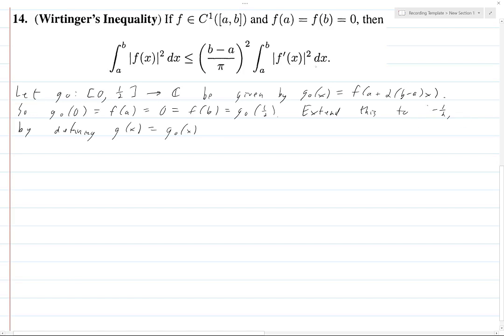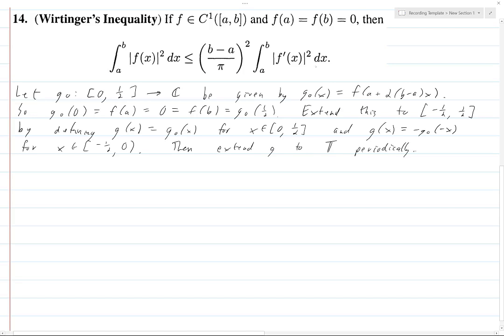Okay, so let's first extend from here to here. So this is for x in 0 to 1/2, and g of x equals negative g naught of minus x for x in -1/2 to 0. So this is an odd extension. Then extend g to the torus periodically.